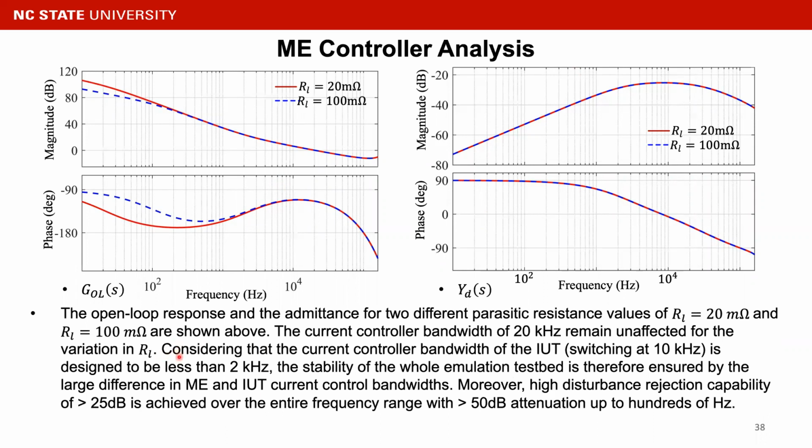And considering the current control bandwidth of the IUT, the switching at 10 kilohertz is designed to be less than 2 kilohertz. The stability of the whole emulation testbed is therefore ensured by the large difference in ME and IUT current control bandwidth. Moreover, high disturbance rejection capability of larger than 25 dB is achieved over the entire frequency range, with larger than 50 dB attenuation up to hundreds of hertz.